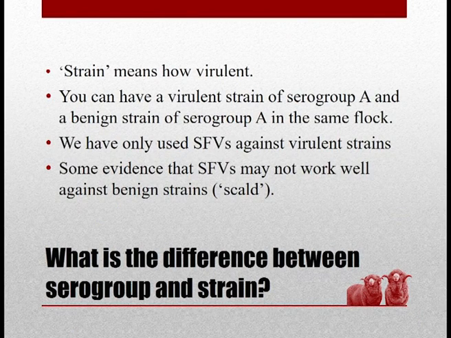The other term I'll use is the word strain. When I talk about strain, I'm talking about virulence. You can have a benign strain, you can have a virulent strain, and the important thing is that you can have a particular serogroup. You can have serogroup A, and it can have both a benign and a virulent serogroup A in the one flock, sometimes in the one foot. So you've just got to be aware of the difference between strain and serogroup, because we believe these vaccines only work best against the virulent strains, so the virulence of what you've got on your properties is just as important as the serogroup.